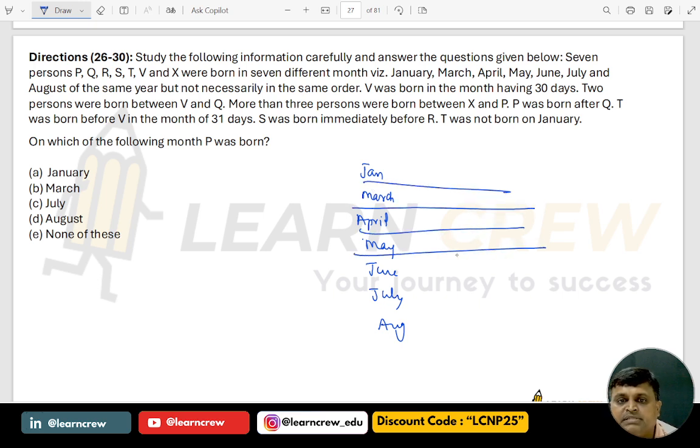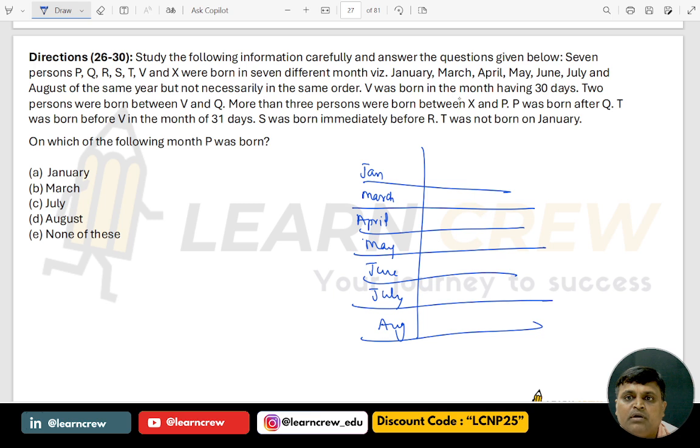7 months, 7 persons. V was born in a month having 30 days. So V can be in the month of April or June. Here you may get V or here you may get V. So here we have only April and June, which have 30 days.